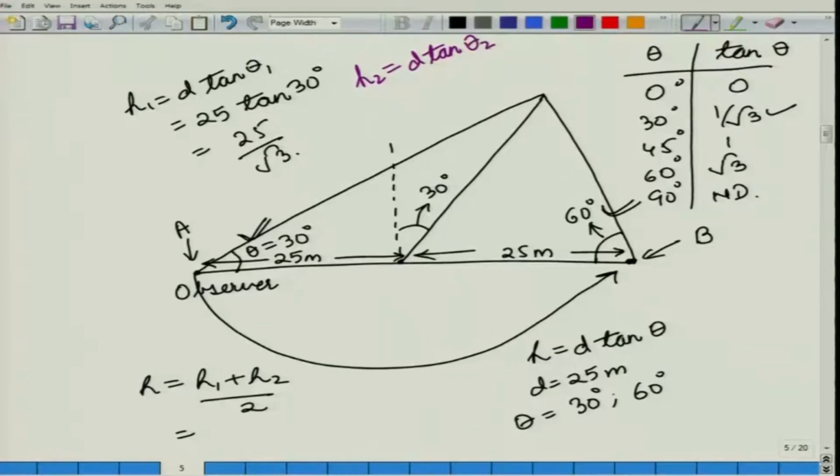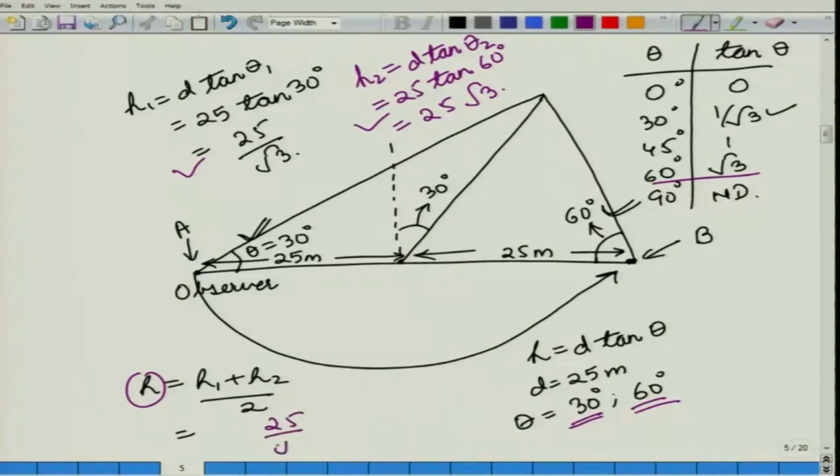Then he measures the second height from the second position, h2 is equal to d tan theta 2. Now, theta 1 was 30 degrees, theta 2 is 60 degrees. So, it is 25 tan 60 degrees. Now, tan 60 degrees is root 3. So, it is 25 root 3. So, now this is h1, this is h2. He calculates the height h to be the average of both of these. So, it is (25 upon root 3 plus 25 root 3) whole multiplied by half. So, this is the height of the tree as measured by the observer.